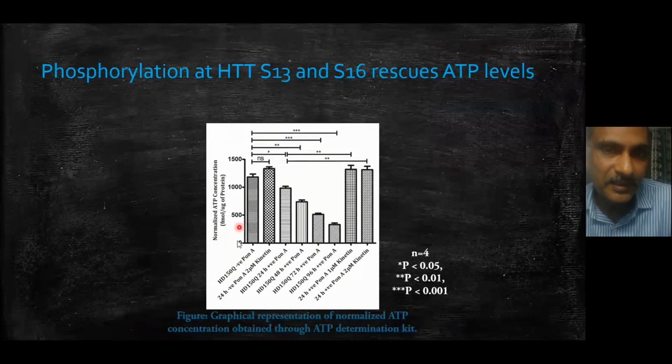Yes, indeed, upon induction of Huntingtin protein in HD150Q cells, there is a reduced level of ATP. But when we add KT to our cells, the reduction of ATP levels is almost diminished. So there is no reduction. The levels of wild type are reached upon addition of KT, so we can totally reverse the reduced ATP levels if we treat the cells with KT.